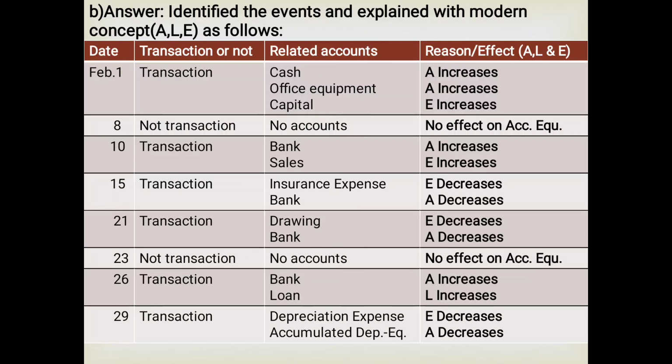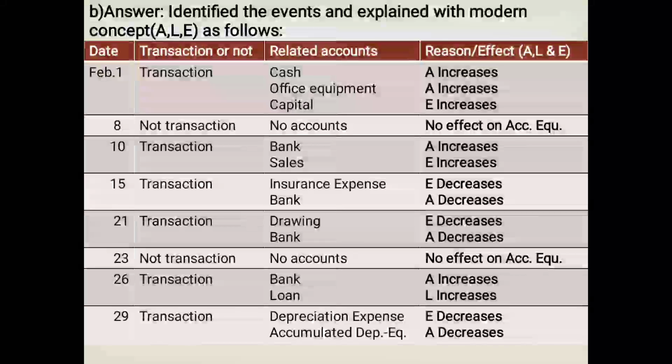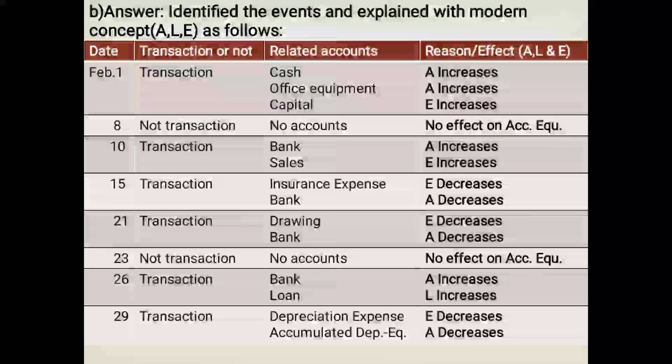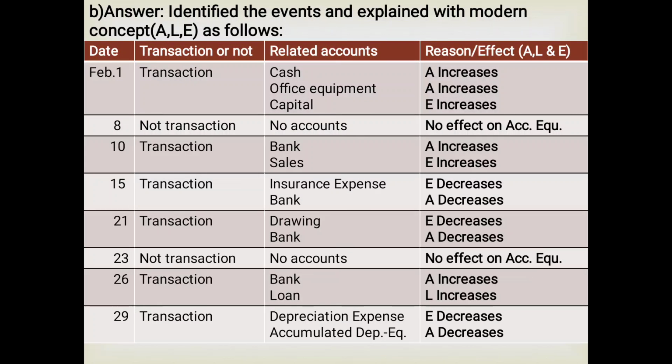February 15, this event is a transaction. In this transaction, 2 accounts are involved: insurance expense and the bank account. Insurance is one kind of expense. When an expense is incurred, equity decreases. And the bank balance has gone down, that is asset decrease.